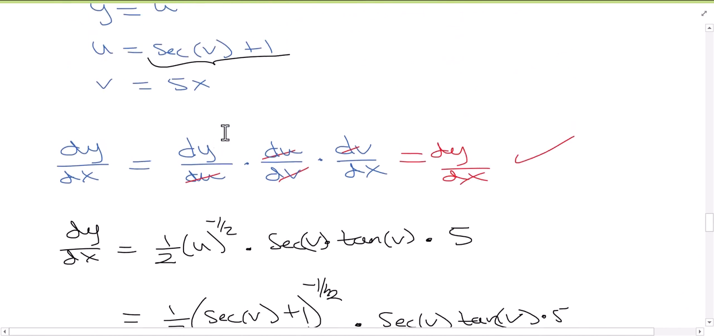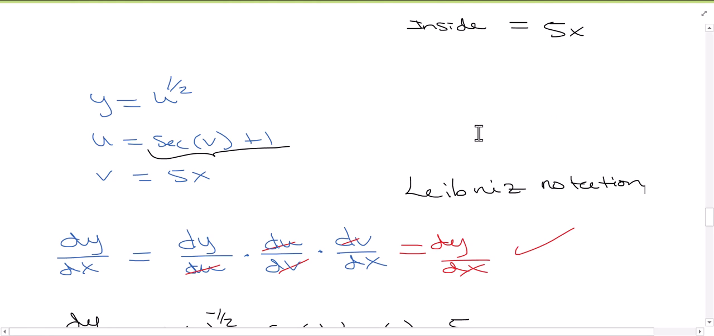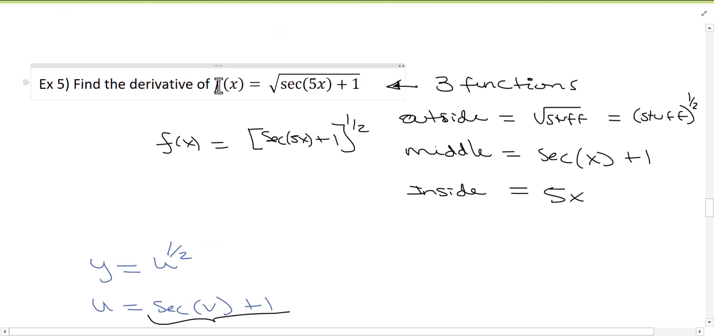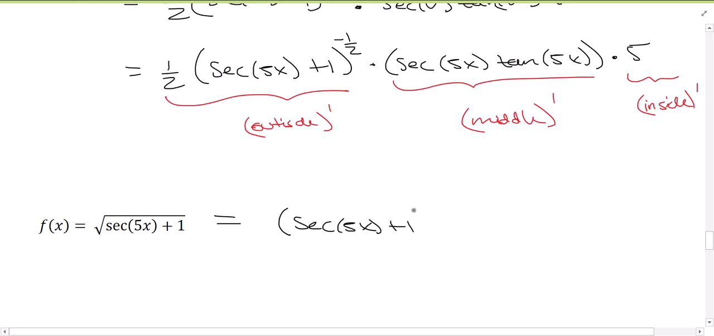Now I did this one by rewriting it as the three different functions and using the Leibniz notation that I talked about in the prior video. But we can just do the standard way as well. So let me do that. Let me copy the function and bring it down below and do it the shortcut way without having to write out the compositions. If this is my function, I'm going to rewrite it as secant of 5x plus 1 and then to the 1/2. And so what I'm going to do is identify the outside function as the 1/2, the middle function as the secant 5x plus 1, and then the inner function as the 5x.